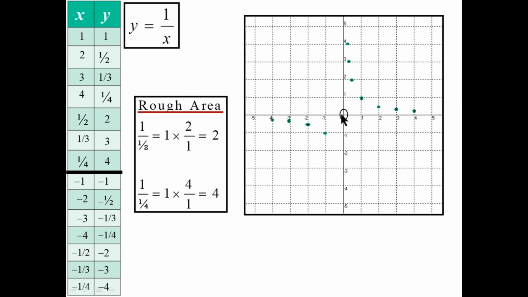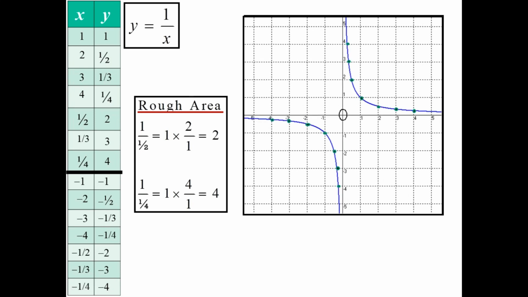So these last 3 points are also going on our grid. -1/2, -2. Let's take a look. -1/2, -2 is going on. -1/3, -3, -1/4, -4. Now we've got points all over the place. Let's join them together in a smooth curve. And we have one graph in 2 branches. What you're looking at is just one graph. It's the graph of y equals 1 over x, but it has 2 branches.